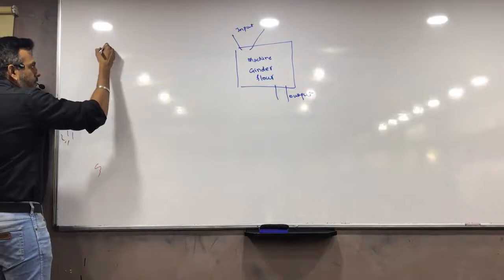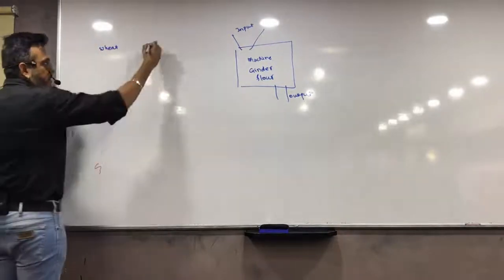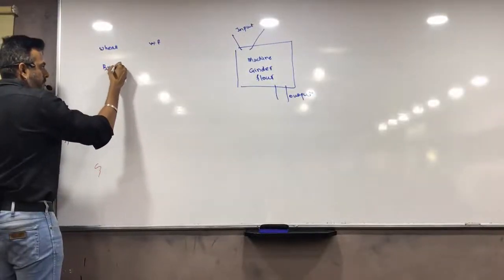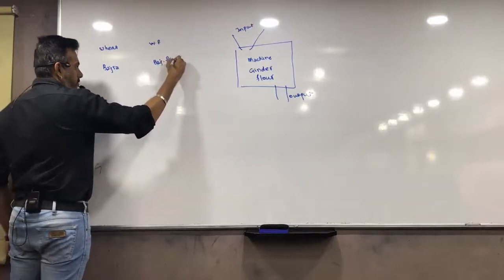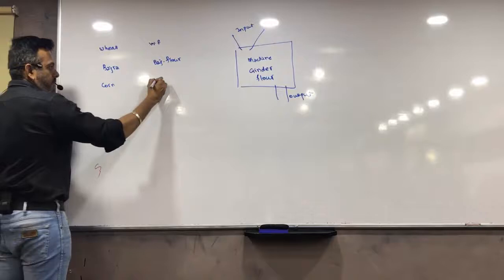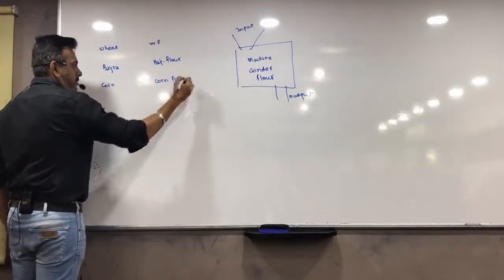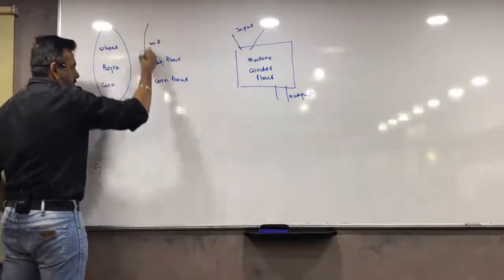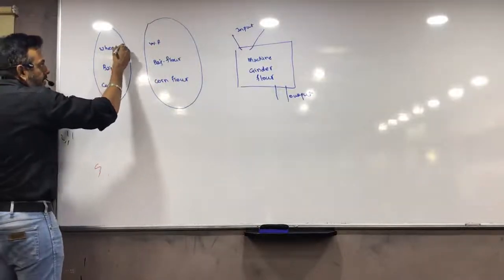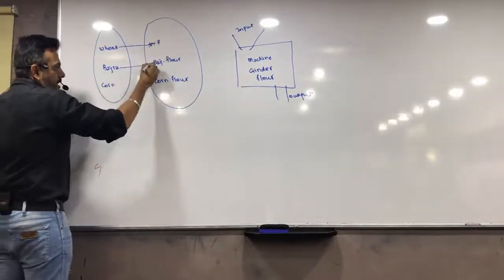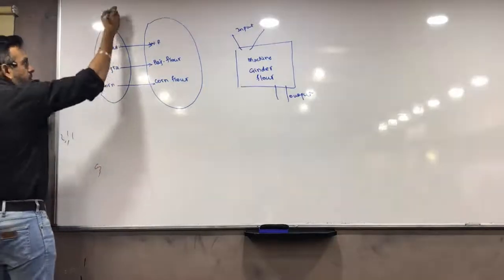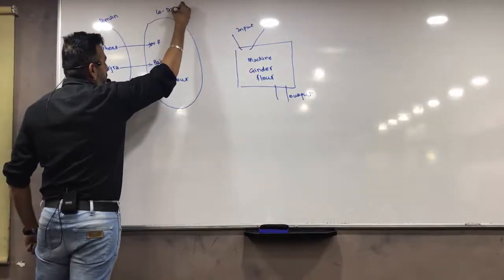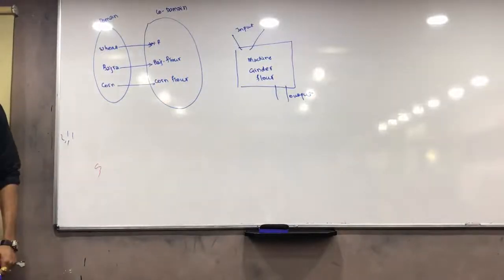Now, if I input wheat, I get wheat flour. If I input bajra, flour, corn, yes, corn flour. Now, as you can see, this is your input and this is your output. For every element of input, there is a unique element of output. This is known as a domain and this is known as codomain. Got it? All of you understood this?